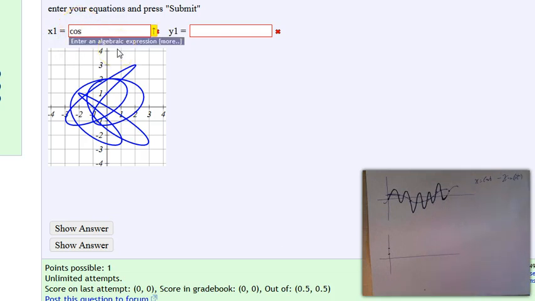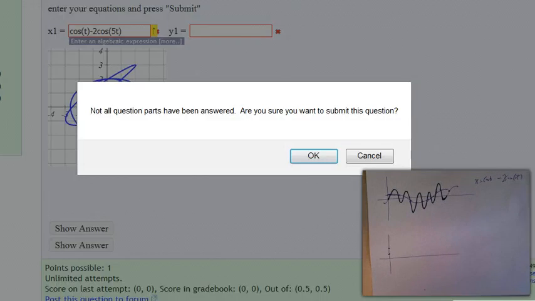So I've got cosine t minus 2 cosine t. There's no way this is right. Sorry, that should be a 5t. Let me submit it and see what it thinks.